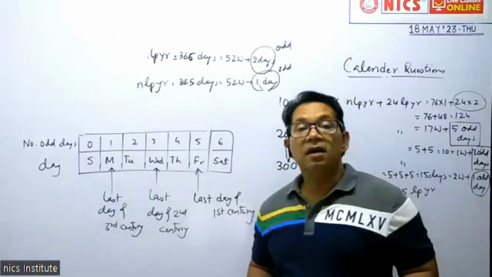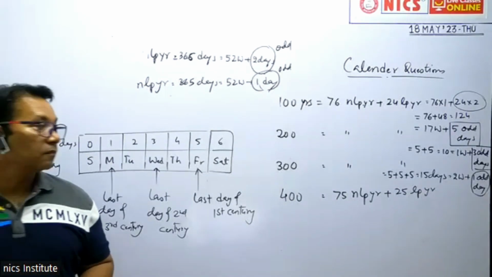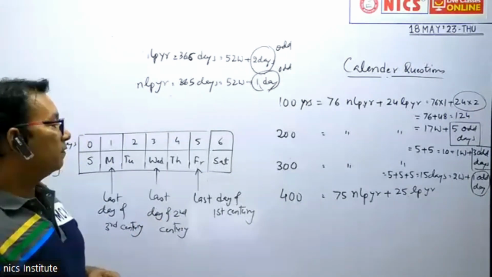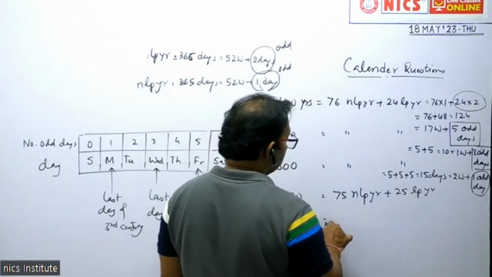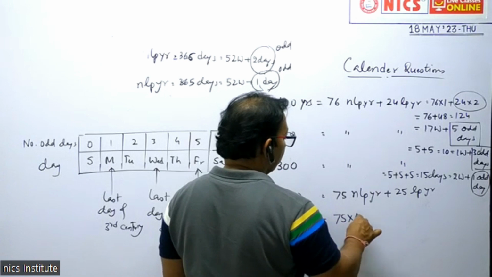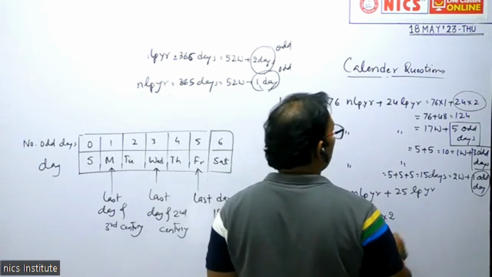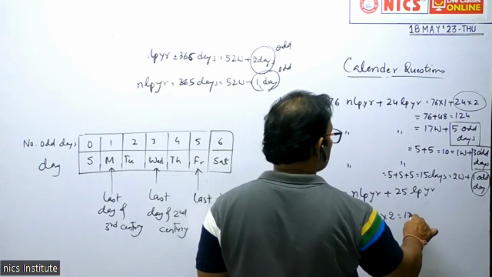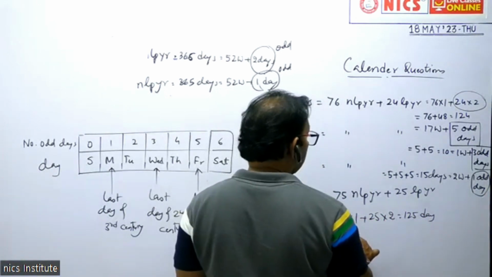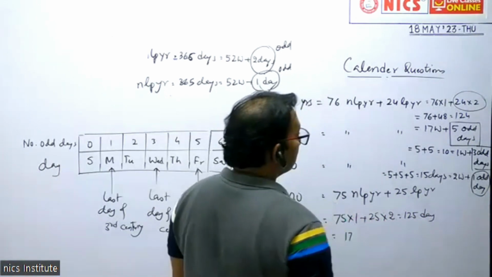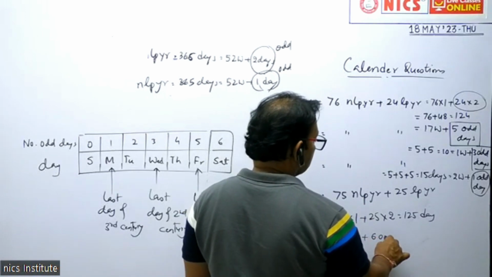So now we find out the last day of the fourth century. So what will be the last day of the fourth century? The fourth century situation is slightly different. Every fourth century is a leap year. So 75 non-leap years, so 75 into 1 and 25 into 2. So it would be how many? 125 days. 125 means 17 weeks plus 6 odd days.